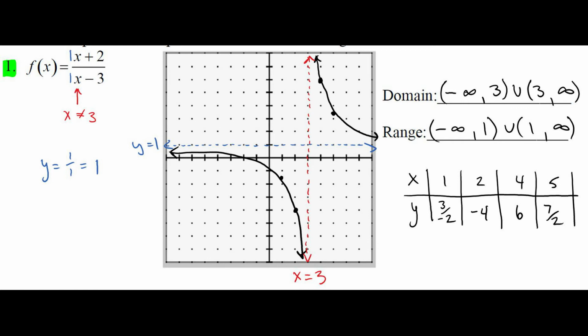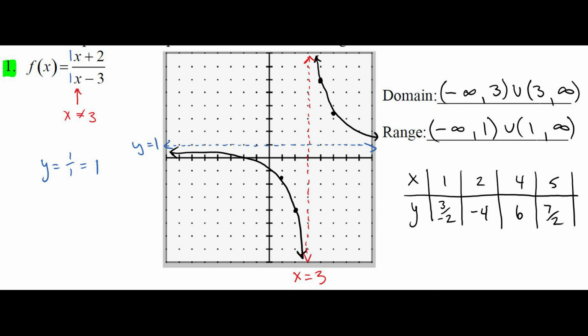For the horizontal line, we look at the degree of the top, degree of the bottom. They both match, so we look at the coefficients. 1 divided by 1 is just going to be 1. So that's how I got y equals 1, or this horizontal blue line. Okay, so from there, I found my x-intercepts and my y-intercepts. X-intercept is what makes the top of this fraction 0, so that's going to be -2.